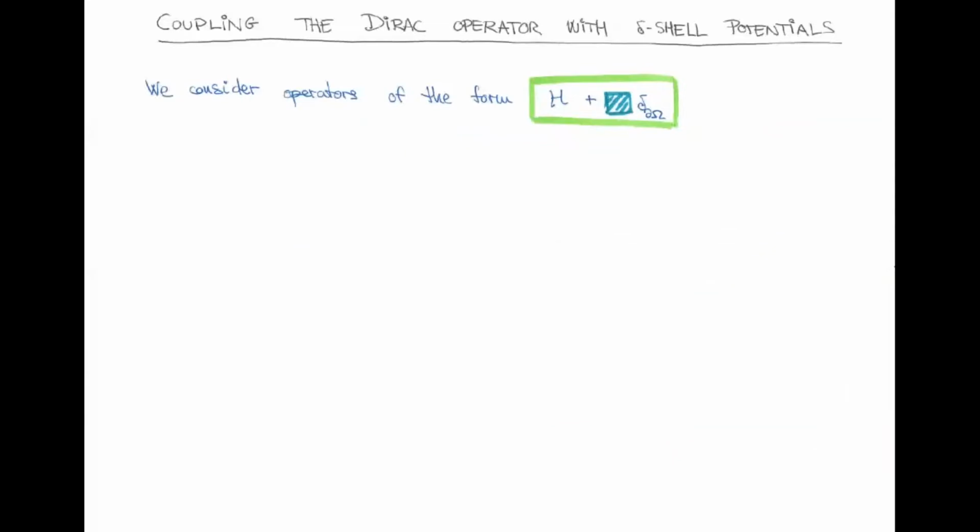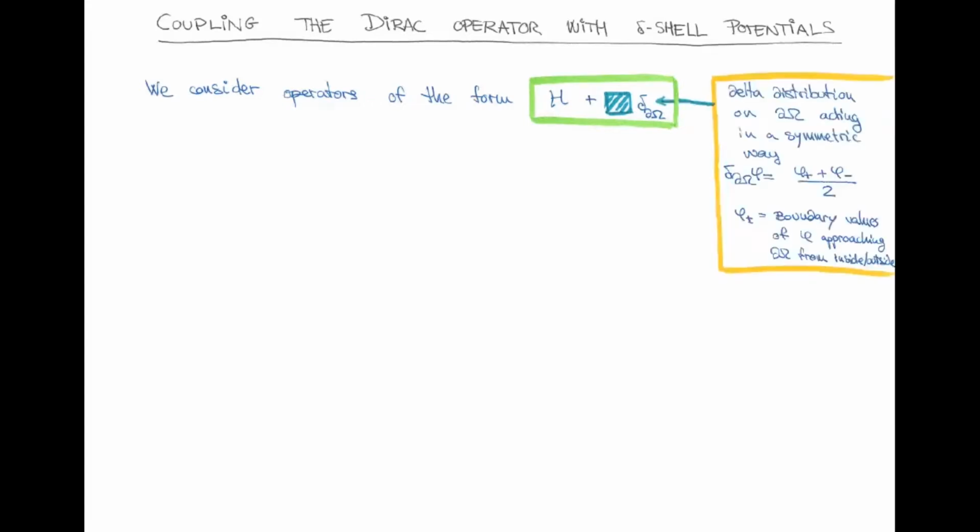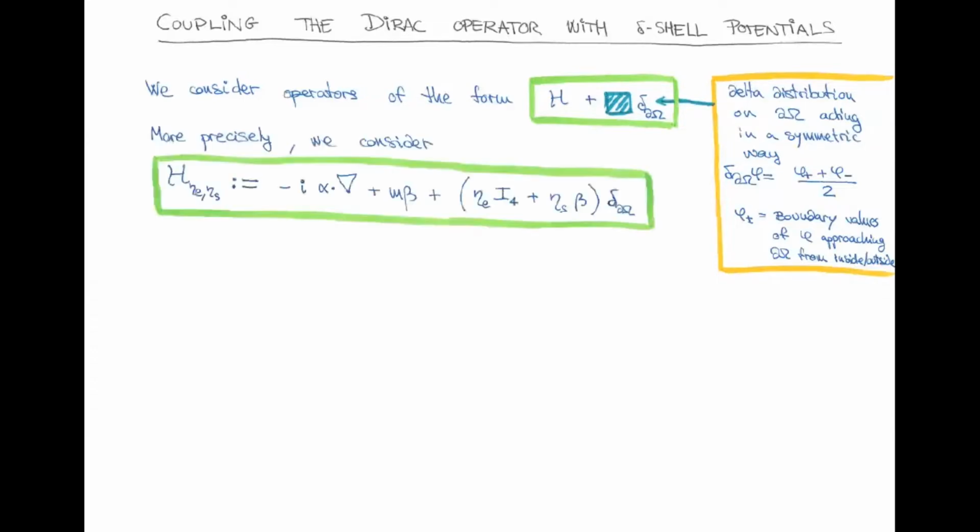Okay, so now let me go a bit closer to my problem. What I want to study is this Dirac operator coupled with what is called a delta shell potential. This is just a potential, but it's going to be a delta distribution supported on the boundary of a set. Okay, and in particular, this is the kind of operator I'm going to consider.